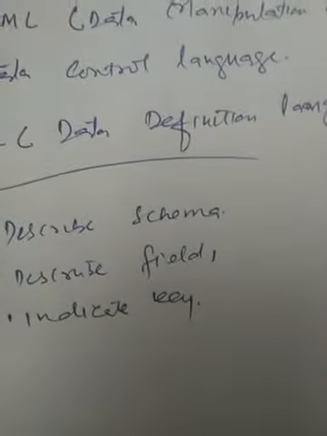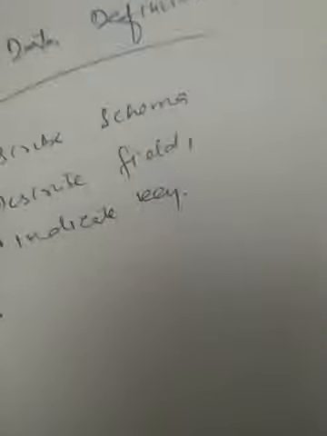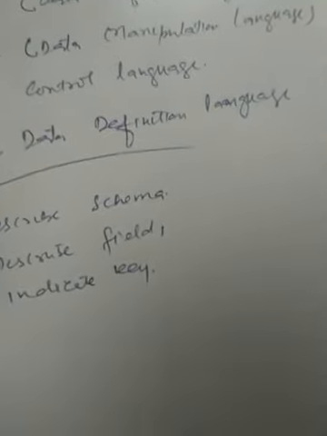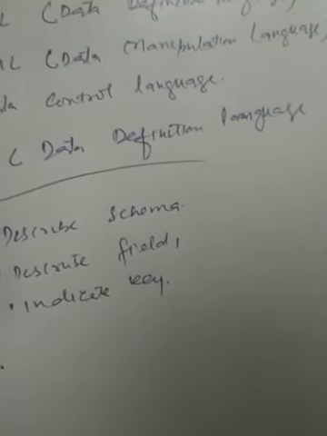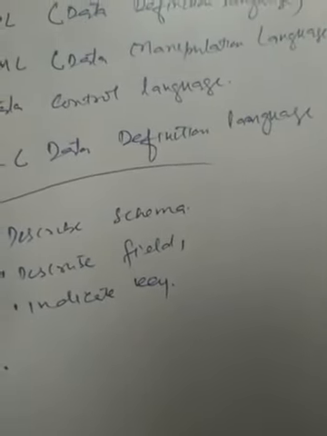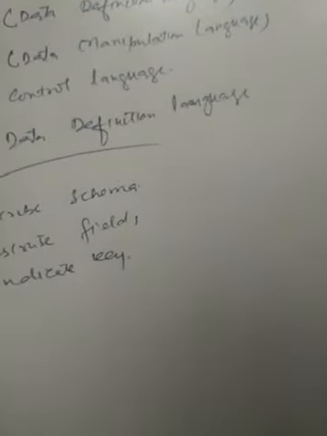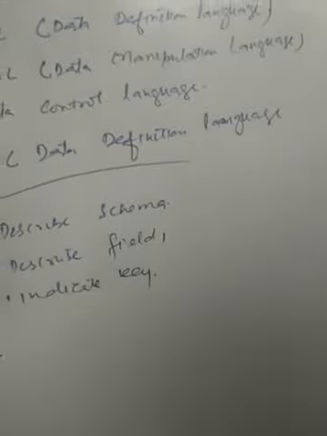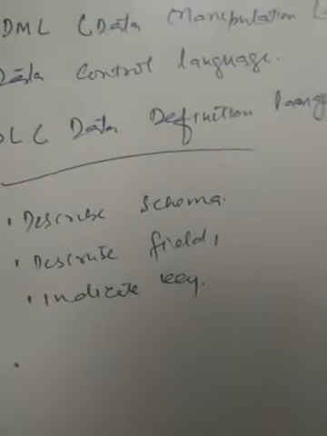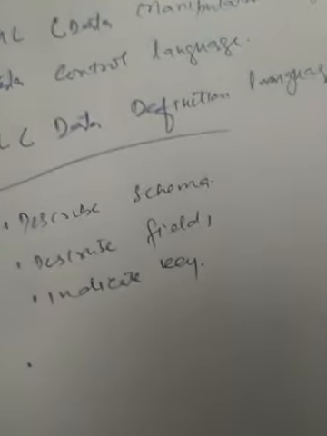What is the schema? Actually, schema is the structure of a file. Describe fields, and what type the fields in it should be and how many there should be. Then indicate key, that is, which primary key to make, which alternate key to make, and which foreign key to make.